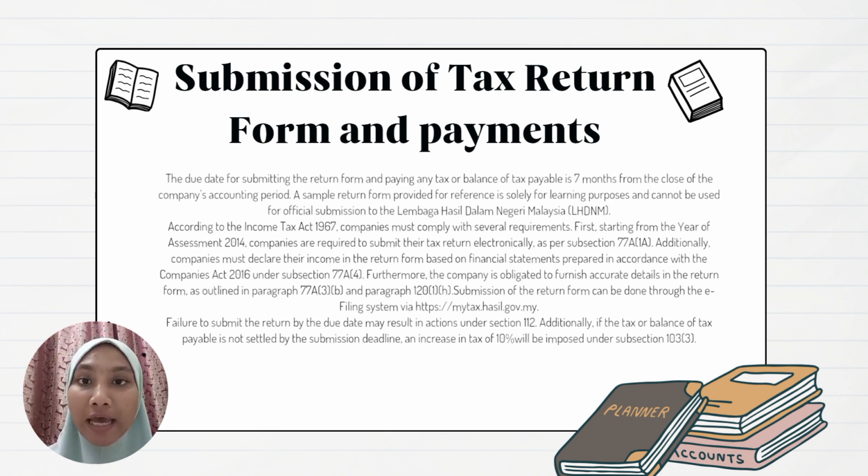According to the Income Tax Act 1967, companies must comply with several requirements. First, companies are required to submit their tax return electronically. Submission of the return form can be done through the e-filing system. Additionally, companies must declare their income in the return form based on the financial statements prepared.